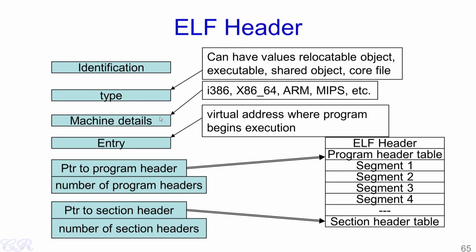Another important entry is the machine details. It would tell whether this ELF executable or the ELF object could run on a certain machine. For instance, the machine details could have values such as i386, x86-64, ARM, MIPS and so on. Then we have an entry value in the ELF header. This entry value will tell the virtual address at which the program should begin to execute. Besides this, we have a pointer to the program header, the number of program headers which are present, a pointer to section headers and the number of section headers which are present. We will see more about this in the later slides.